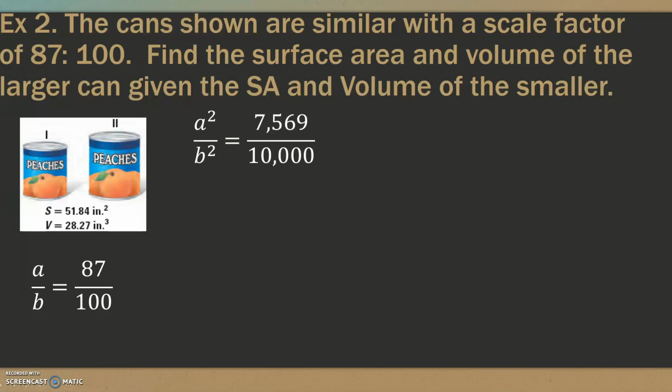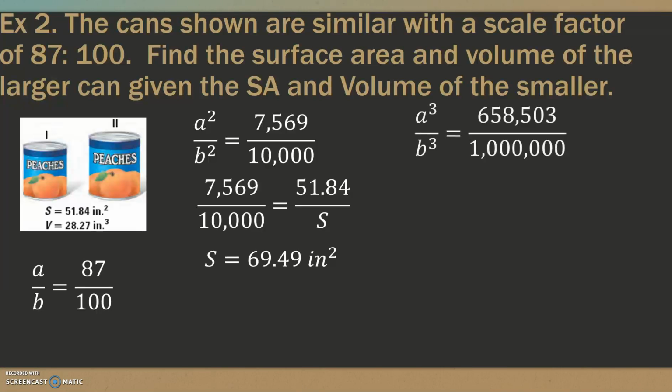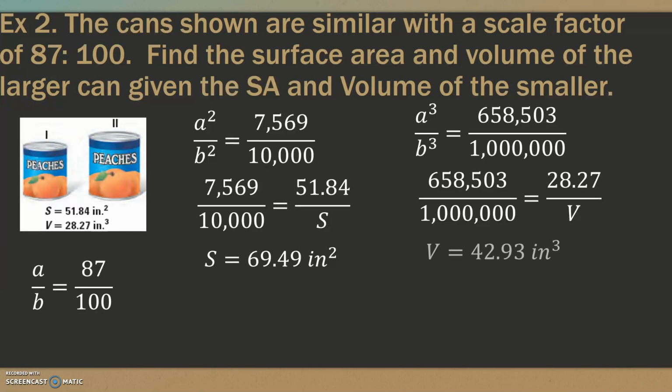Well, if I have the smaller one on top, that means I'm going to put 51.84 on top and S on the bottom, and I'm going to cross multiply and solve. For the volume one, I need to use a cubed and b cubed. So I'm going to take the 87 and cube it and the 100 and cube it, and then set up the ratio in a similar fashion. Okay, so again, if I'm solving anything with surface area, I use a squared and b squared. If I do anything with volume, I use a cubed and b cubed. Again, I get that from the original 87 over 100, which is that scale factor.